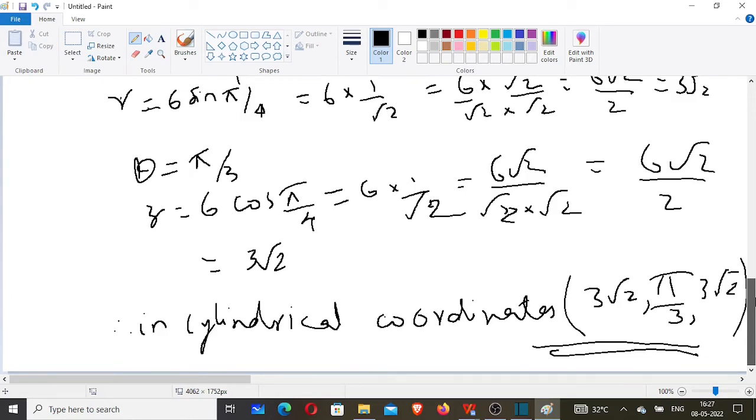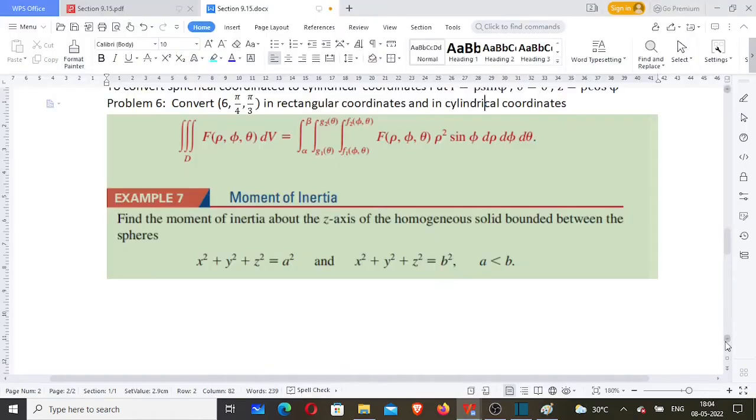Therefore, in cylindrical coordinates, the given expression is 3 root 2, pi by 3, 3 root 2. Now we have an expression in cylindrical coordinates for triple integration. The triple integral over D of f of rho, phi, theta dV is equal to the integral from alpha to beta, integral from g1 of theta to g2 of theta, integral from f1 of theta, phi to f2 of theta, phi, of f of rho, theta, phi, rho square sin phi d rho d phi d theta. So we have to multiply a term rho square sin phi to convert the volume integral into spherical coordinates.